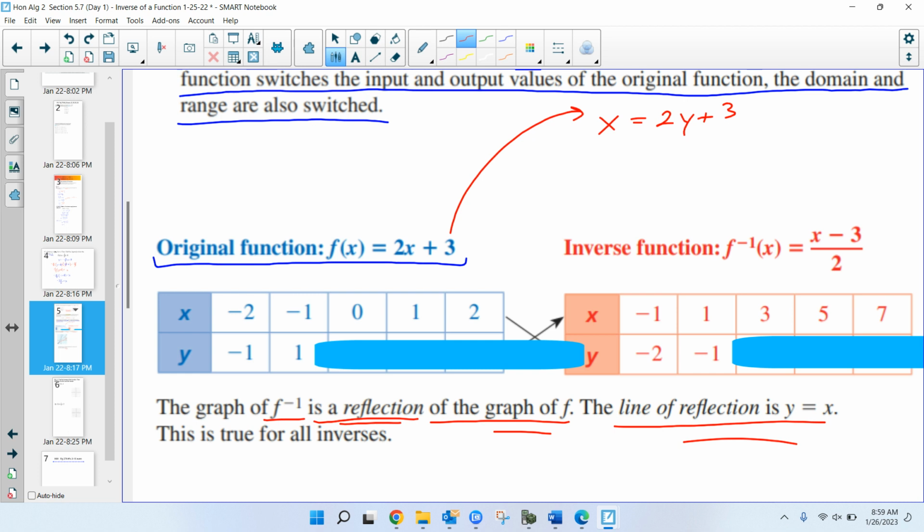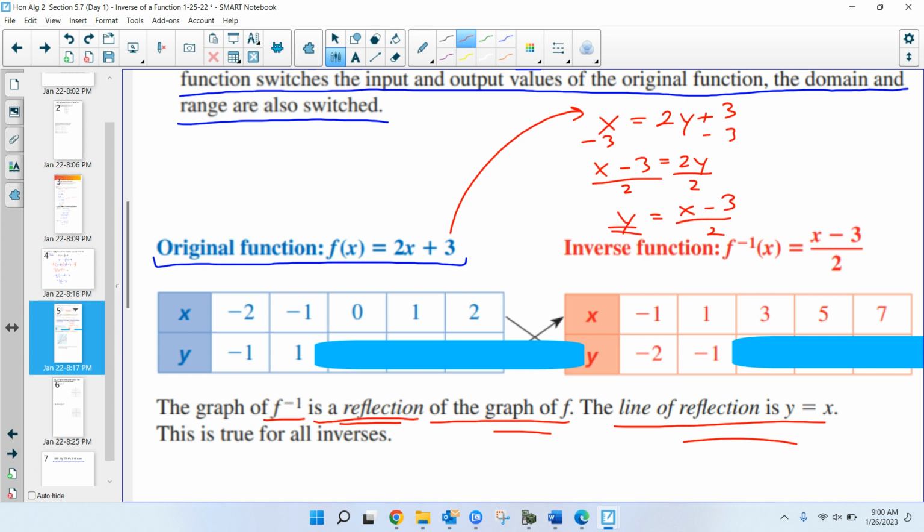But they want us to solve for y. That's just a good habit to get into. How do I solve for y? Subtract 3 from both sides, so I get x minus 3 equals 2y. Then divide by 2. y equals x minus 3 over 2.